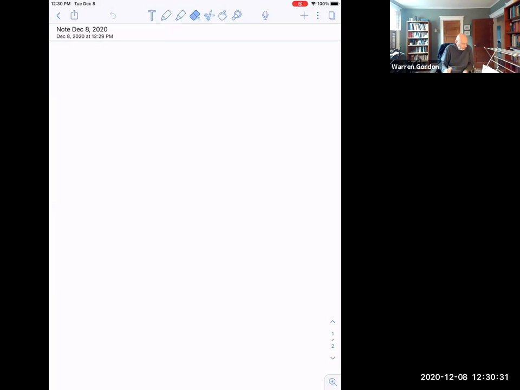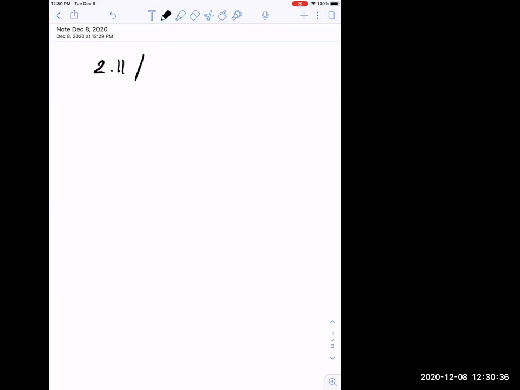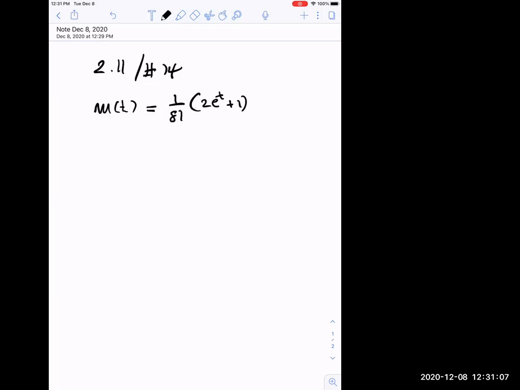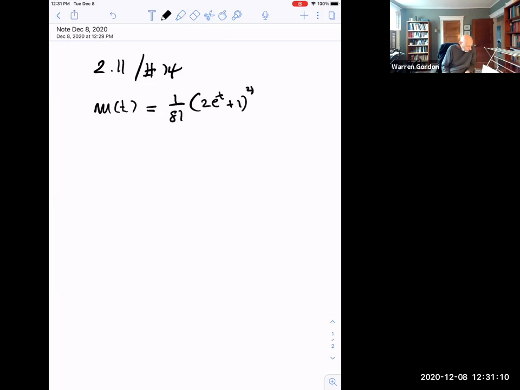So this is section 2.11, number 14. So what's happening here? In number 14, you're being given that the moment generating function for some random variable is given by 1/81 times (2e to the t plus 1) to the fourth power.